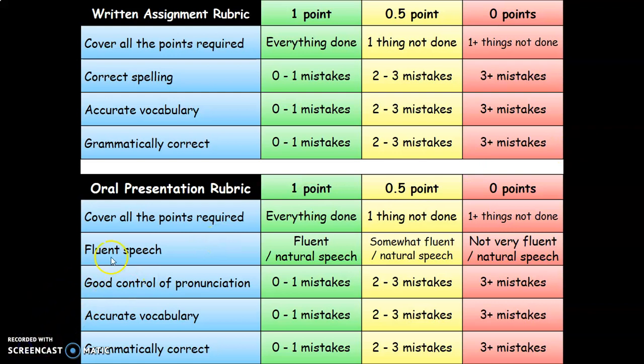So anyway, the written one is broken down into 4 parts. Do you cover all the points required? That's pretty much, do you do what you're supposed to do? If I say do all these things, I give you like 5 things to do, do you do all of them? That should be easy. Is your spelling correct? This is going to be like a take-home kind of assignment. It's not going to be done under a time limit.